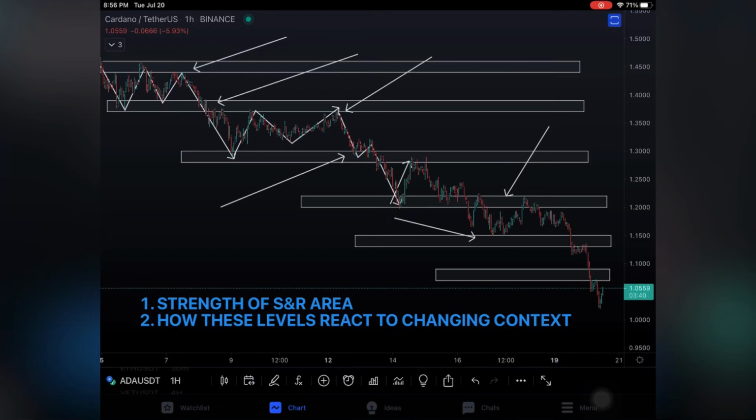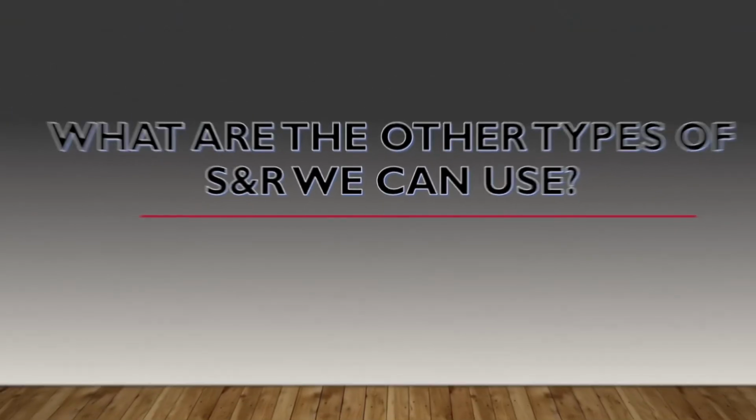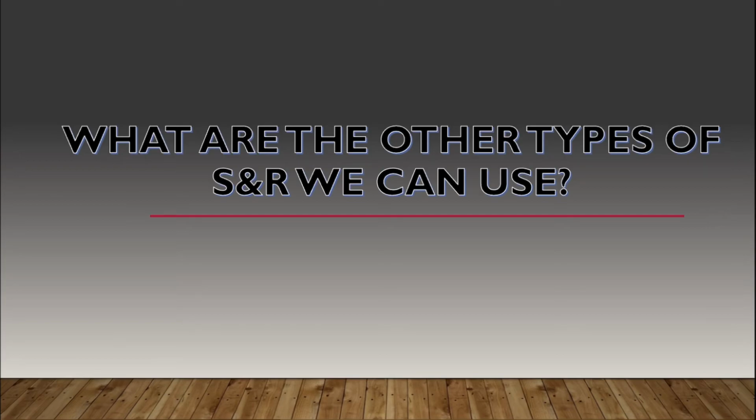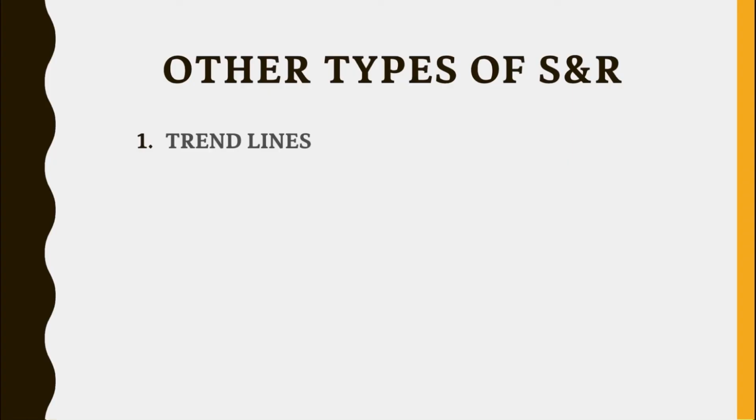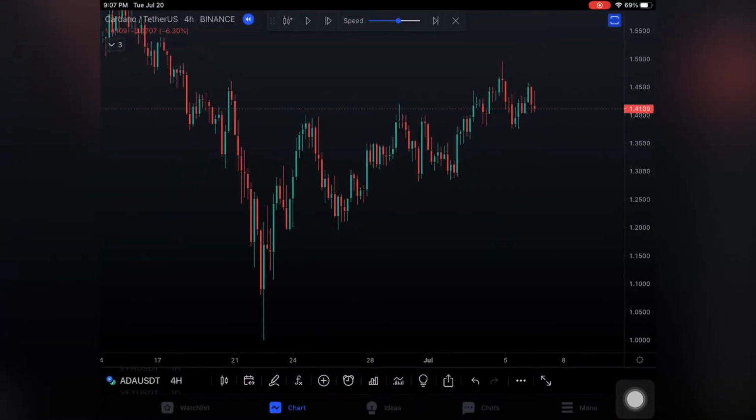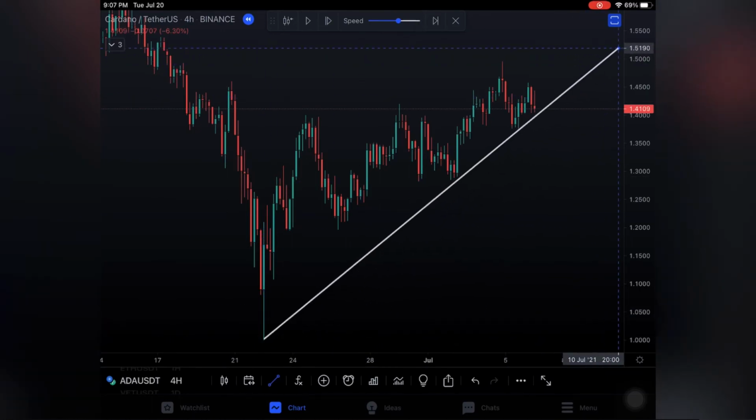So now that we have understood how support and resistance works when it comes to price action, let's now take a look at the other types of support and resistance that we can use. The first one is in the form of trend lines. So let's say for this example, we are in Cardano for our time frame.